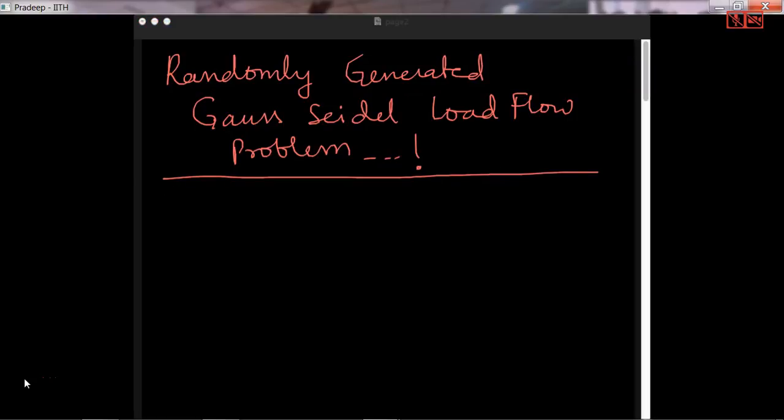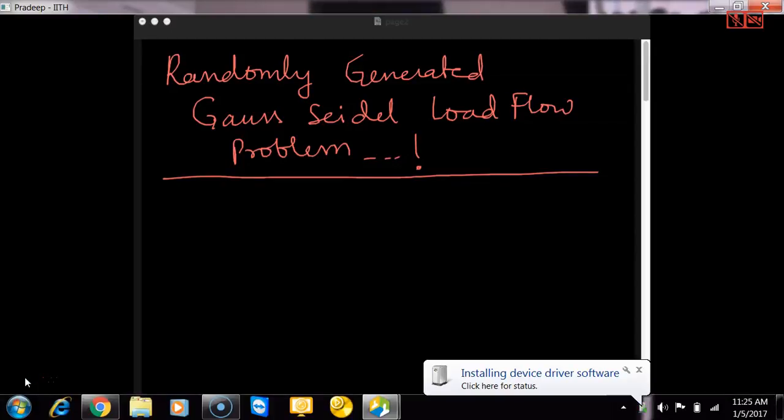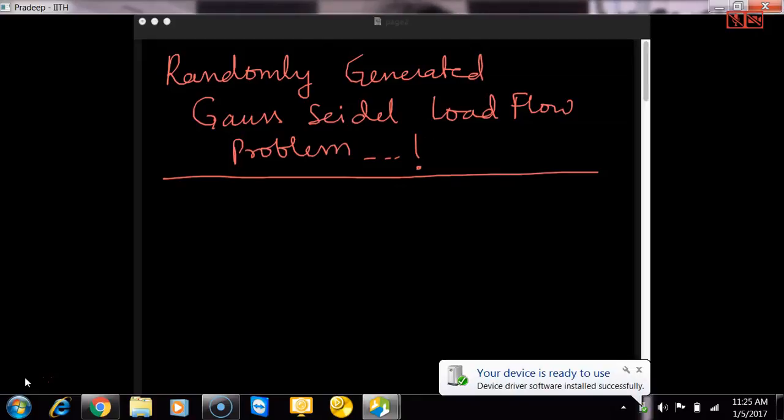So the next part in the class, what we'll try to do is generate one problem randomly and then try to solve it. This is like the conclusion of this topic of Gauss-Seidel load flow, and later on we will take up the Newton-Raphson load flow. But I want to conclude this topic by randomly generating one system. For this, I request that you also try to see me on the video screen, not only the blackboard.